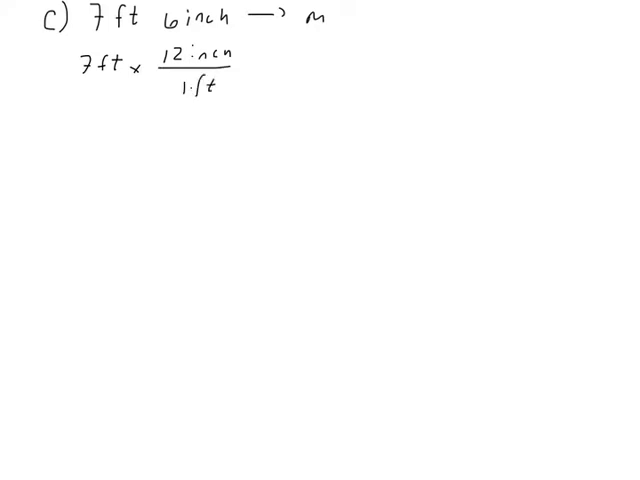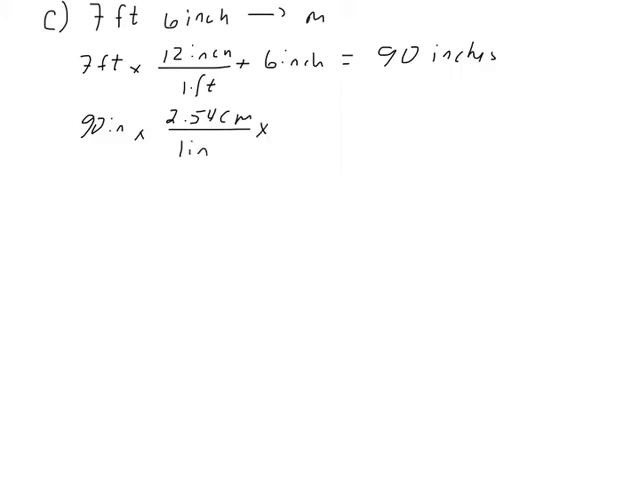And then it's a 7 foot 6 inch, so this is slightly more. So I'm going to go ahead and add 6 inches. This means that I have 90 inches. Okay, so Yao Ming is 90 inches tall. So I'm going to take that 90 inches times 2.54 centimeters for every 1 inch, and then convert the centimeters into meters.